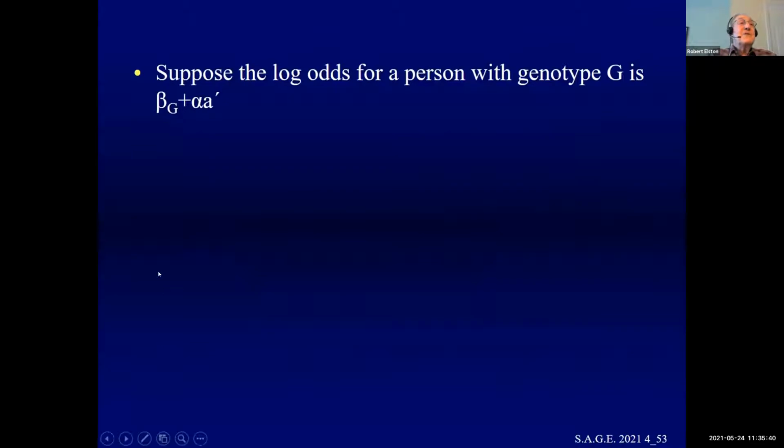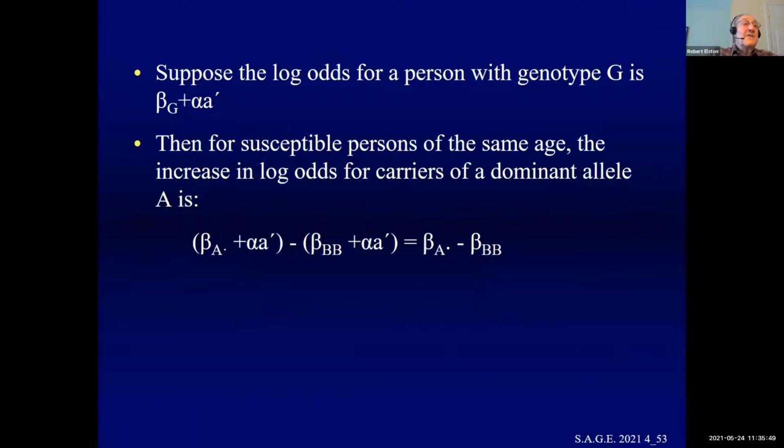Now, suppose the log odds for a person with genotype G is beta G plus alpha A prime. Then, for susceptible persons of the same age, the increase in log odds for carriers of a dominant allele, we assume it's dominant, is going to be beta A prime minus beta B prime. Because this bit disappears. So that's really rather neat.